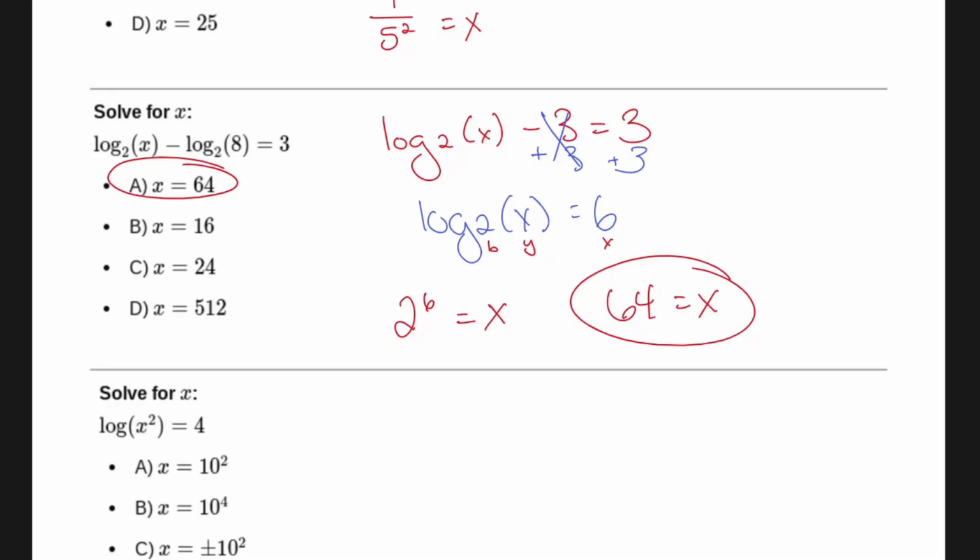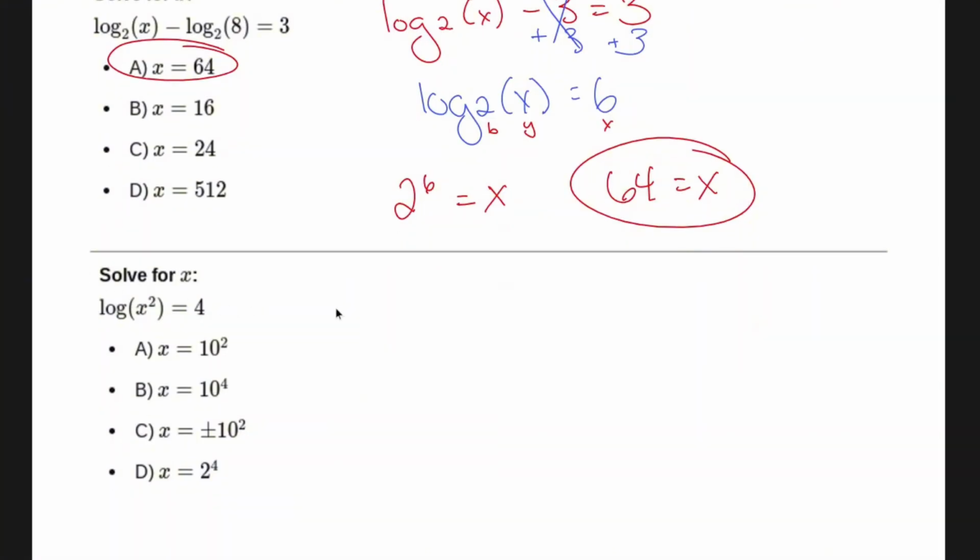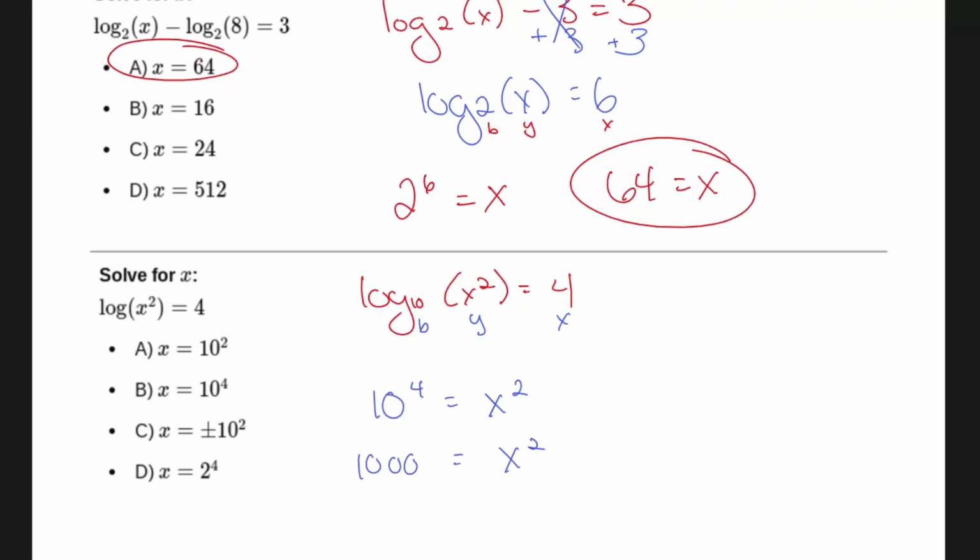Last but not least, I believe, log base invisible 10 of x squared equals 4, and I need to solve it, so let's put it in the other form. I have to put it in as your b, your y, your x. So 10 to the 4th is going to equal x squared. 10 to the 4th is 1,000. That equals x squared. Square root both sides to solve for x. Don't forget your plus or minus.